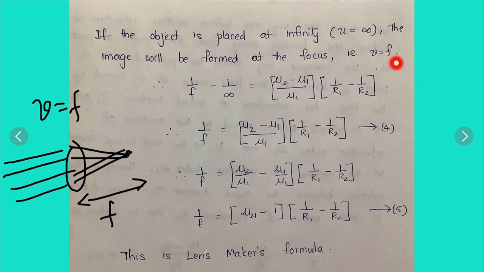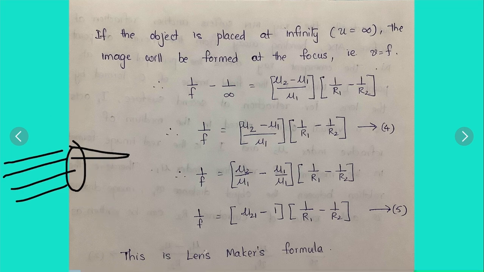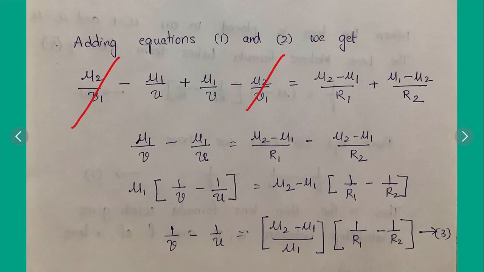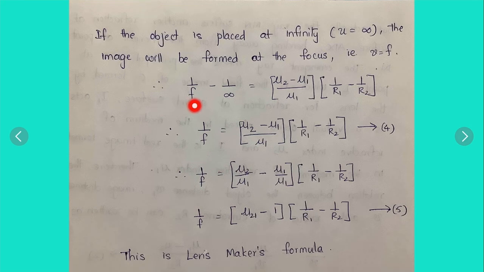So in that case, let us take the previous formula. You can see here, in place of u we will write infinity, and in place of v we will write f in this third equation. Then we will get 1 by f minus 1 by infinity is equal to mu2 minus mu1 by mu1 into 1 by r1 minus 1 by r2. 1 by infinity is 0. So 1 by f is equal to mu2 minus mu1 by mu1 into 1 by r1 minus 1 by r2.